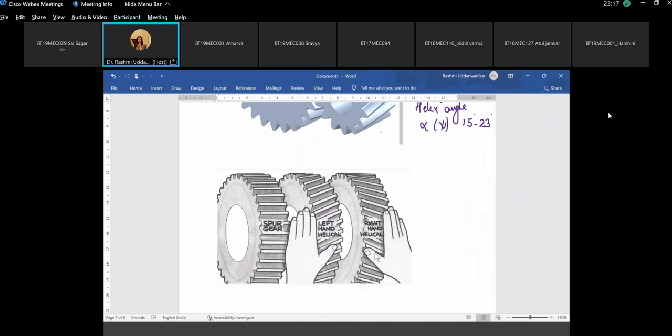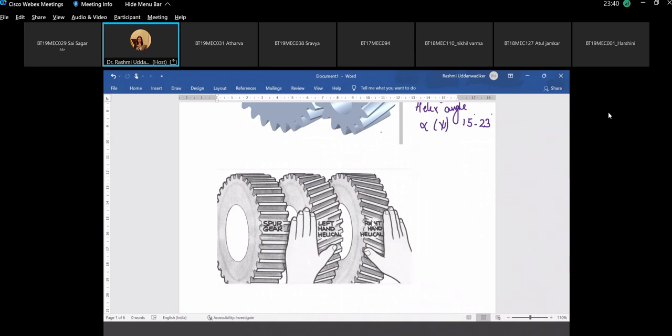So this is in a normal position. You can stretch this thumb to make it parallel, but then that doesn't become left hand helical. So it depends upon the angle of your thumb, which is normally an acute angle, which it is making with your forefinger. This is left hand and right hand. So a left hand will always mesh with a right hand.